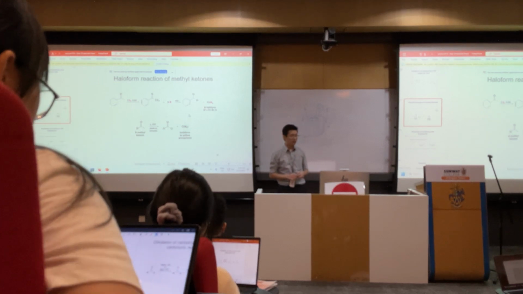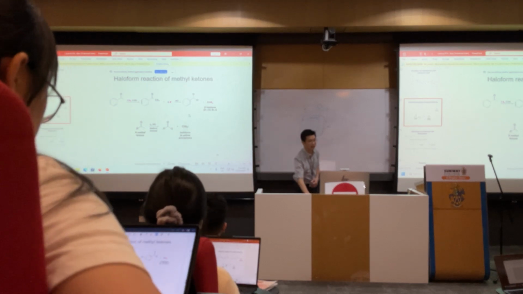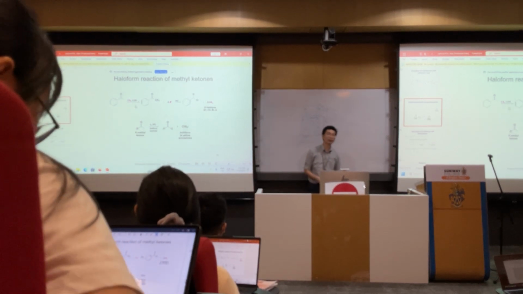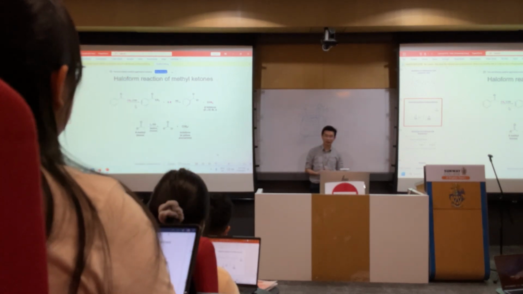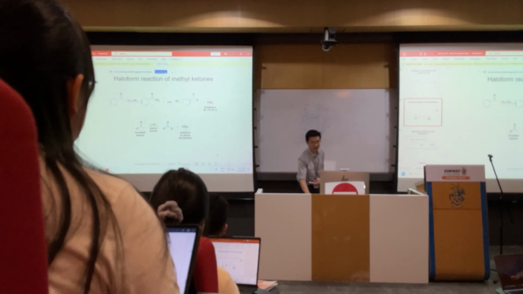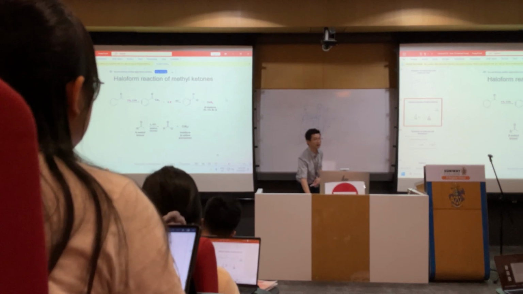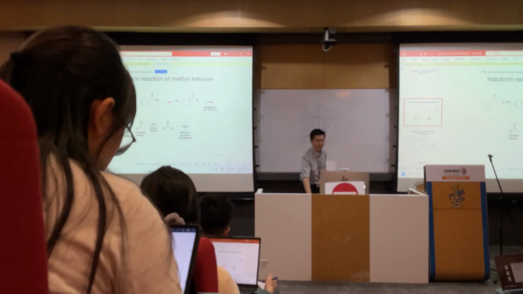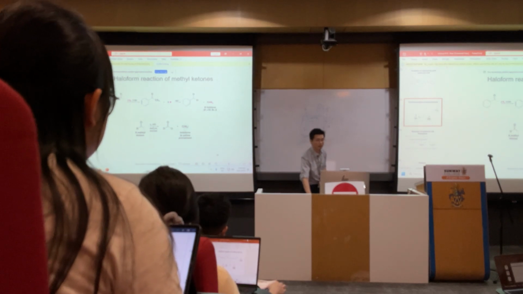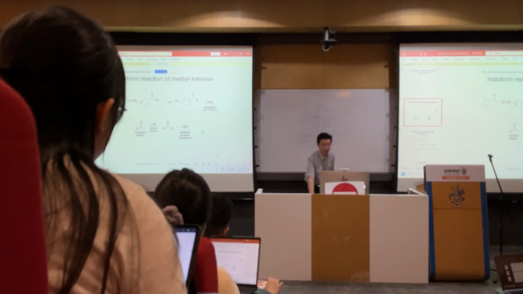Synthesize chloroform from methyl ketone. For example, we have this acetophenone reacting in the presence of a halogen, like for example chlorine or bromine. It will give us a CH2-based product, which is a chloroform. This is how chloroform is synthesized. The same thing applies for the reaction between ketone and iodine. So it will give us an iodoform.